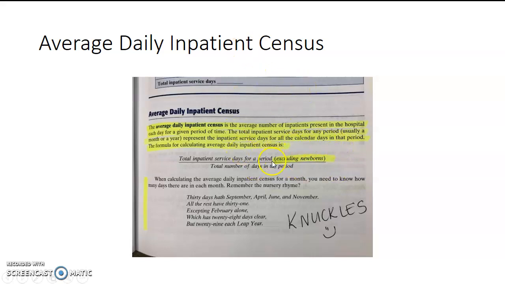So that's why I highlighted excluding newborns. That is reminding you that, hey, this is for adults and children, right? This is our total number of inpatient service days for adults and children. So this is super nice. They're actually giving you a reminder here. And your textbook goes over some examples too, but I'm going to stop right here and we're going to pick back up with the knuckles and you may see a webcam. All right.